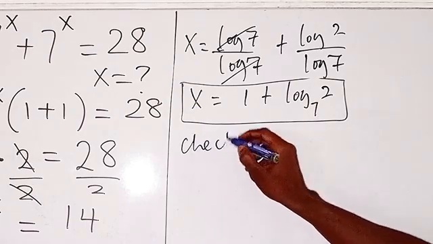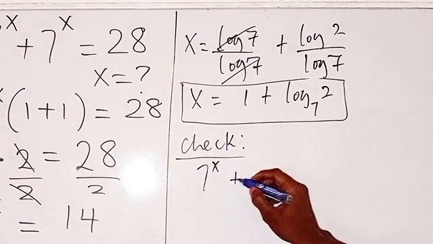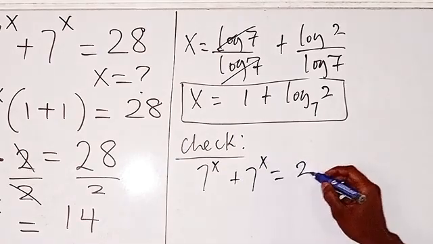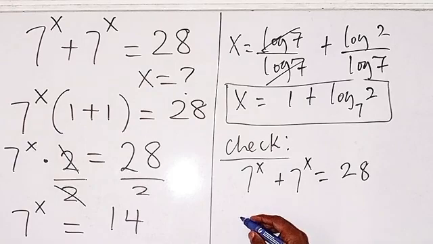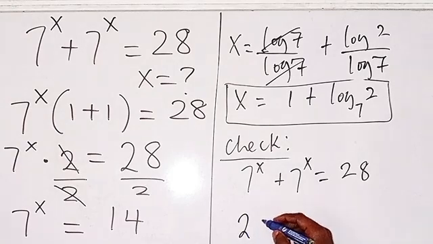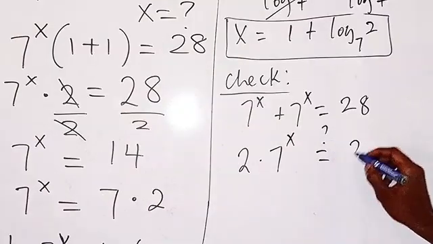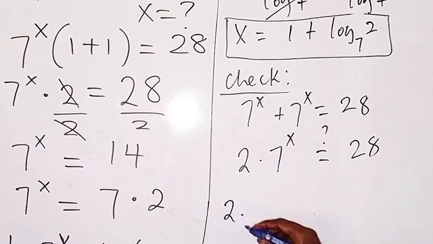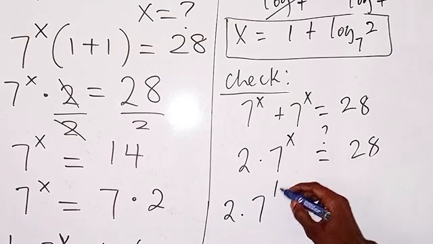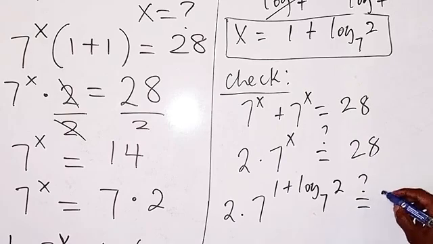Now we can check. We have the question 7^x plus 7^x equals 28. So now here you can see we have the same term twice, which can be 2 multiplied by 7 to the power of x. Will it give us 28? So I'm going to put the value of x we got back into this. We have 2 times 7 to the power of 1 plus log base 7 of 2, which is still going to give us 28.